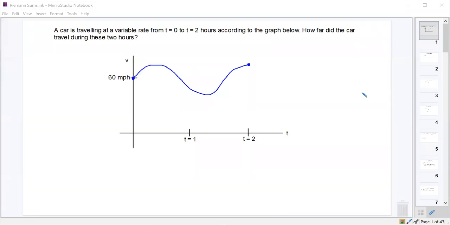So this may seem familiar if you were in my class last year, because this is the same first few slides here. We got a car that's traveling at a variable rate from t equals 0 to t equals 2 hours, and we want to know how far the car traveled during those 2 hours. How do we figure that out? What is the total distance that the car went? I don't need a numeric answer right now, just how would I figure out what it is?